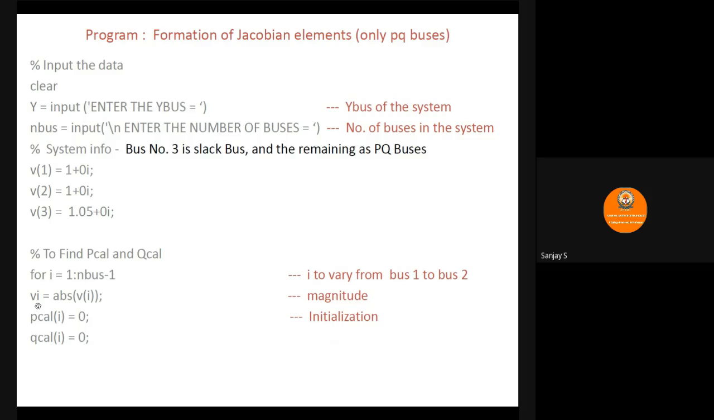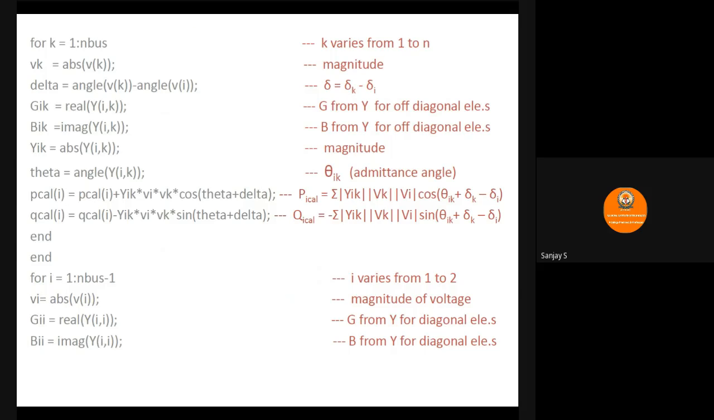Vi is another variable used. Vi is equal to absolute of V of I. So we are taking the magnitude here. P cal of I is equal to 0. Q cal of I is equal to 0. Initialization is being done. Next, for K is equal to 1 to n bus. K is going to vary from 1 to total number of buses. 3 buses are there. So it is going to vary from 1 to 3 in this particular case. Vk is equal to absolute of V of k. So we are taking the magnitude. You can see what is happening in every line that is being written on the right side. Delta is equal to angle of V of k minus angle of V of I. So delta is del k minus del I.